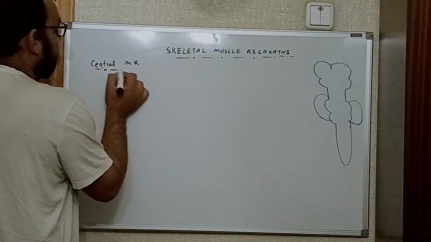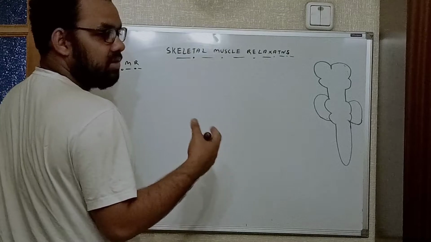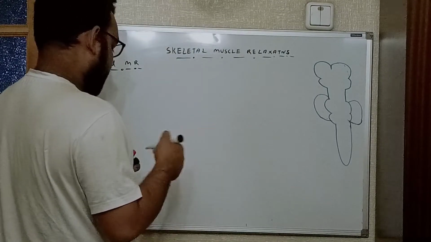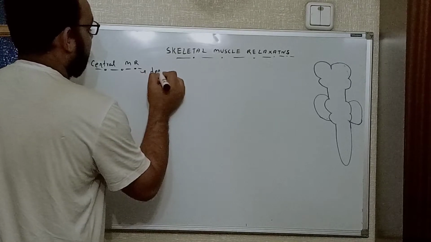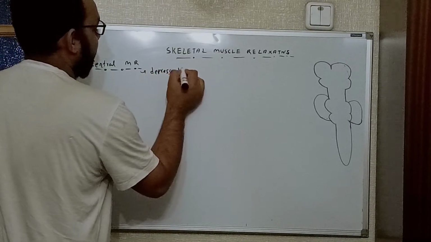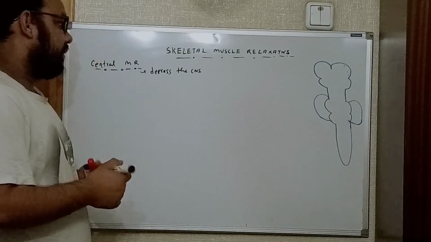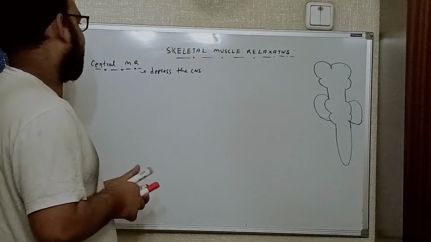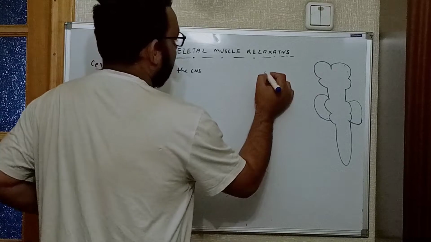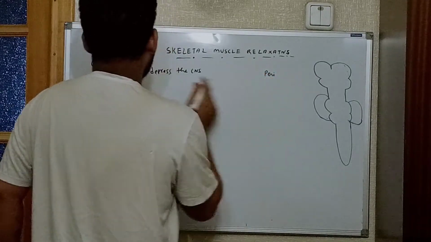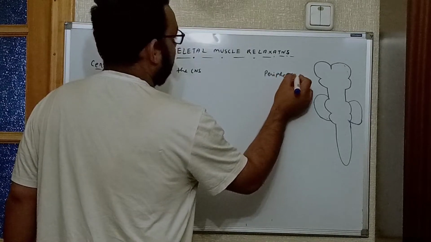Central means if we use this type of drug, it will inhibit the central processes, that is, it will depress the CNS, the central nervous system. As a result, there will be no further contractions. Another is the peripheral, which we will talk about later. First, let me discuss the central muscular relaxants, and then we'll talk about peripheral muscular relaxants.